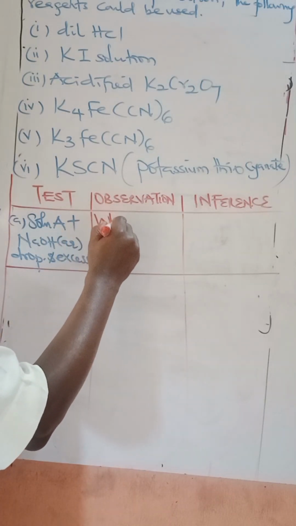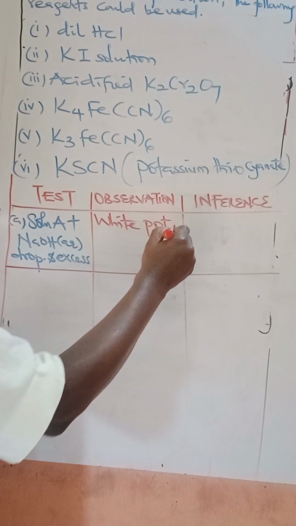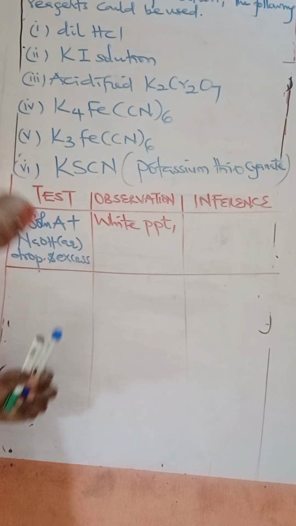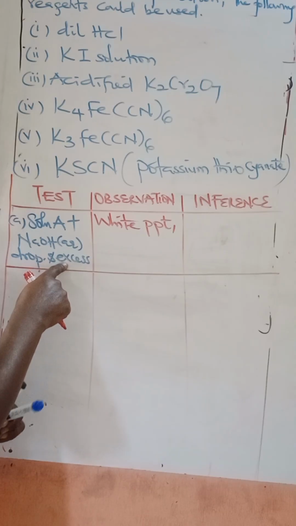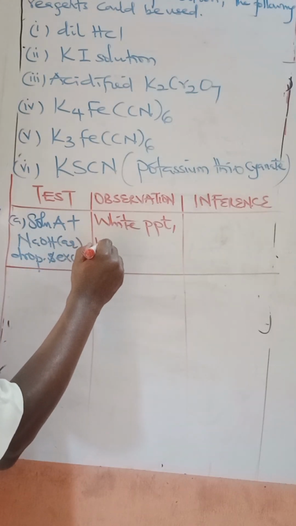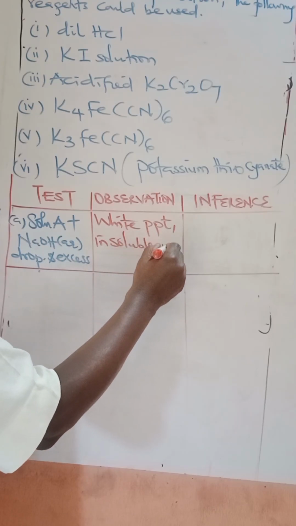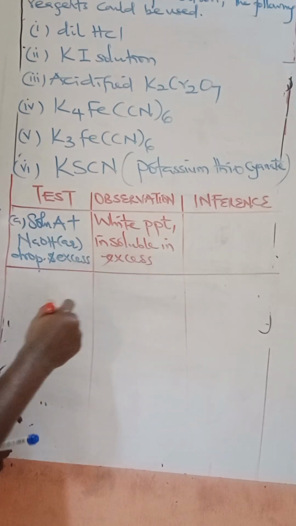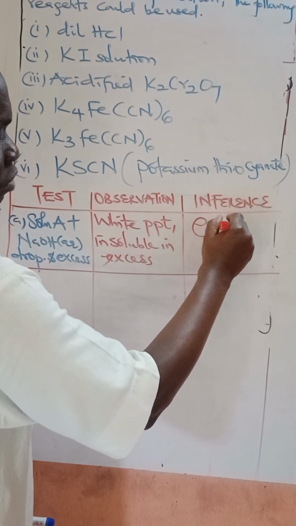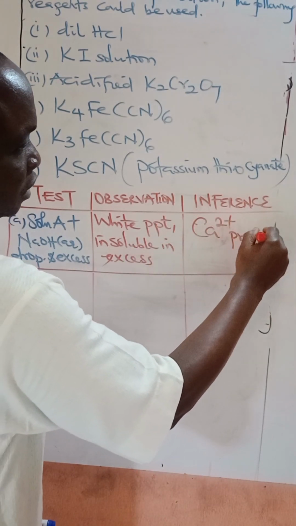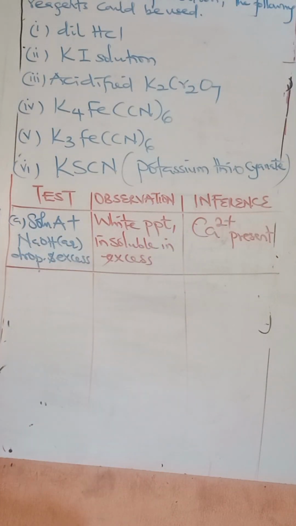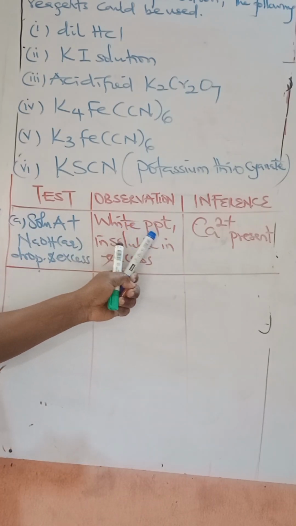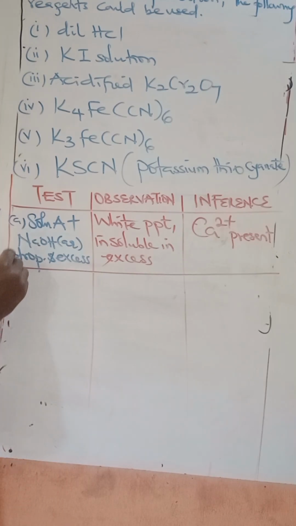The observation: you have white precipitate in dropwise, but when you add sodium hydroxide in excess, check if the precipitate dissolves. If the precipitate remains, so insoluble in excess sodium hydroxide, meaning the precipitate still remains, that is calcium ion present. This is a chemical test for calcium ion. That is one.